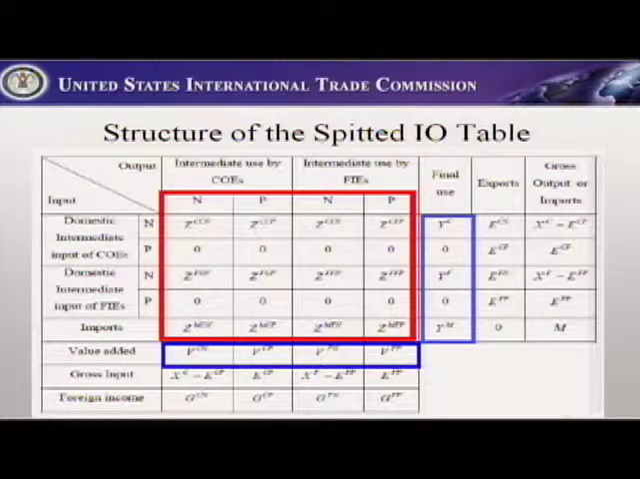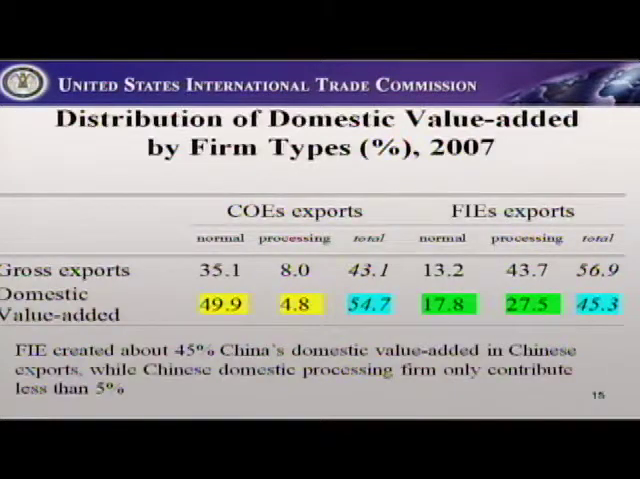So I developed a mathematical programming model for doing this. Everything is automatic, so I don't want to go into details. I just want to show the results. This is the distribution of domestic value added by firm type. The first row is the proportion of gross exports. Chinese-owned firms are 35% of normal exports, but about 50% of the domestic value added comes from there. The processing firm is 8%, but in terms of value added, less than 5%.